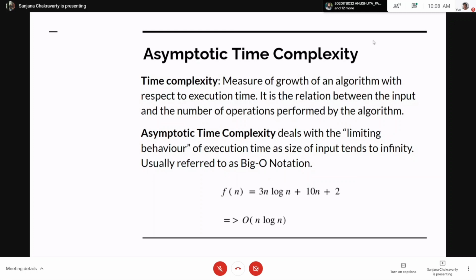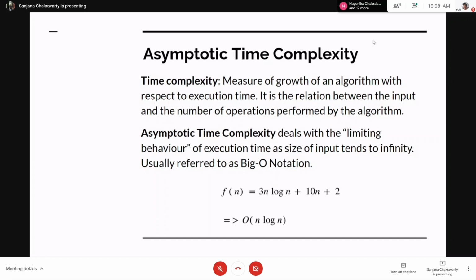And when you're plotting this function on the graph, you get a curve. And this curve tells you how your algorithm is performing with varying input. Now here I've taken an example: f(n) = 3n log n + 10n + 2.